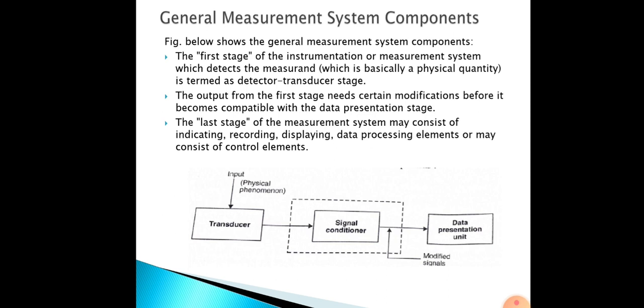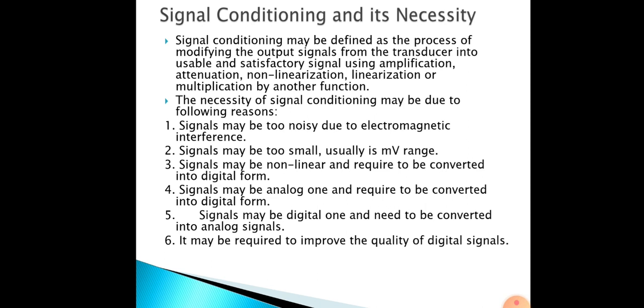The next one is signal conditioning and its necessity. Signal conditioning is defined as the process of modifying the output signals of the transducer into a usable and satisfactory signal using amplification, attenuation, non-linearization, linearization or multiplication by another function. So signal conditioning is nothing but modifying the output signals from the transducer. Whatever the transducer gives, it will be modified. The next, the necessity. What is the necessity?